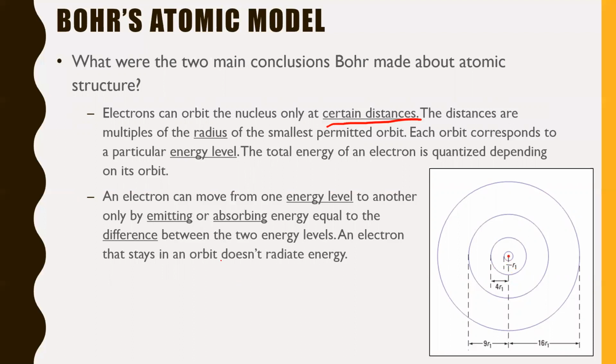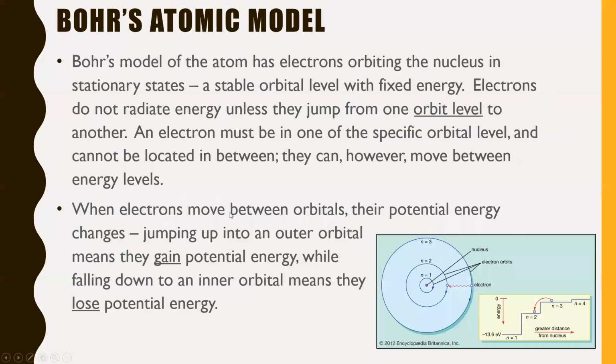Next point, an electron can move from one energy level to another by either emitting or absorbing energy equal to the difference between the two energy levels, right? So in other words, an electron that's here in this energy level can actually go out to this energy level under certain circumstances, whether it emits or absorbs a certain amount of energy. Same with one out here. It can move out here and it can move all the way down to the center one if there is an exchange of energy of some sort, okay? We'll get into that in a second.